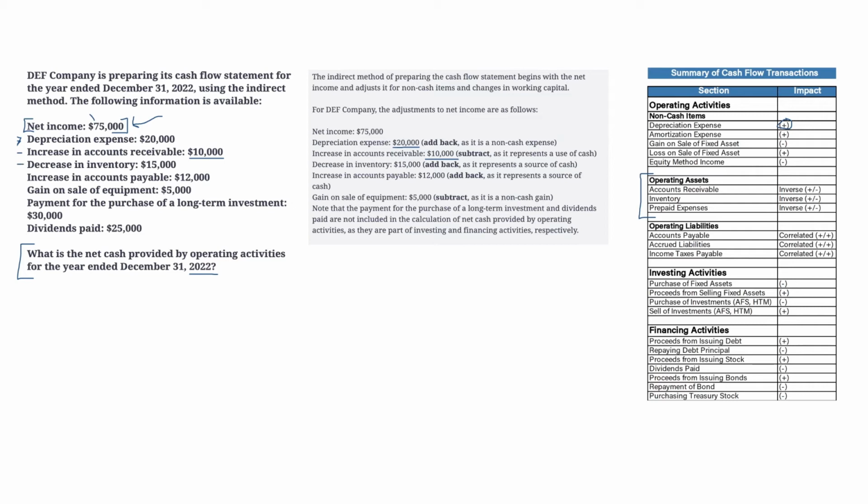Then we have a decrease in inventory. So if it's a decrease in this operating asset, that means it's an increase to the cash flow. So we add $15,000. And then we have an increase in accounts payable.